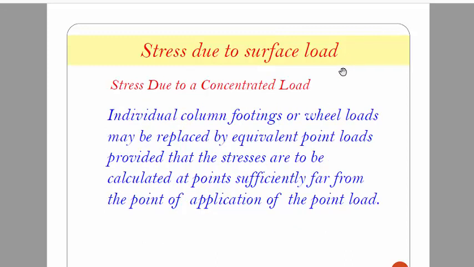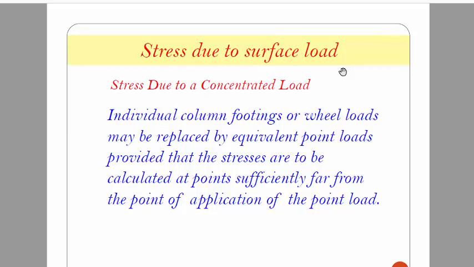Basically, in this topic we discuss the stresses due to surface load for the concentrated load and the rectangular load, when we apply a load on the soil. How and what types of stresses are generated below the footing, we will discuss in this class.